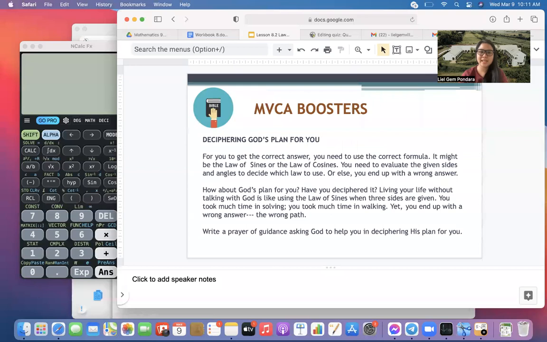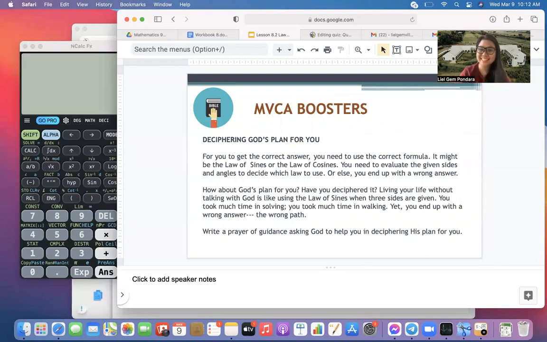Your VCA booster today is deciphering God's plan for you. It means, how will you know what is God's plan for you? For you to get the correct answer, you need to use the correct formula. Because actually, not all triangles can be solved with SOHCAHTOA, right? Only the right triangle can be solved with SOHCAHTOA. And not all oblique triangles can be solved with law of sines or law of cosines. You need to choose one. You need to evaluate the given sides and angles to decide which law to use, or else you end up with the wrong answer. How about God's plan for you?